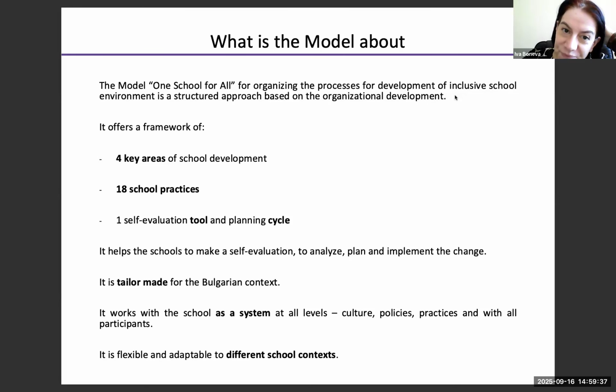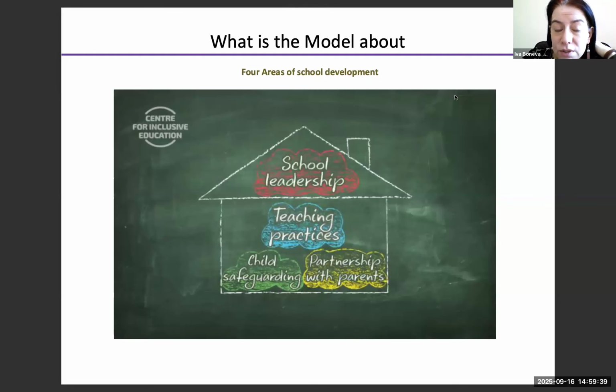Next slide. And this is how it looks, the model. Joao knows it very well. It has 4 pillars, 4 areas of school development or school improvement: the school leadership, of course, teaching practices, child safeguarding, and partnership with parents or with the community. So these are the 4 areas of school development. We started with 6, but then we combined them and reduced them to these 4 fundamental areas of school development.